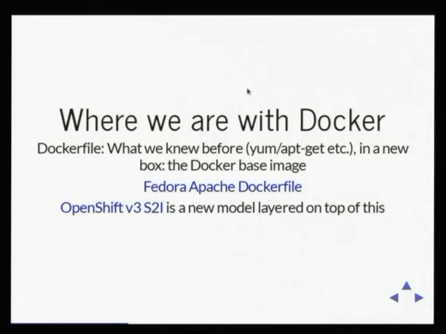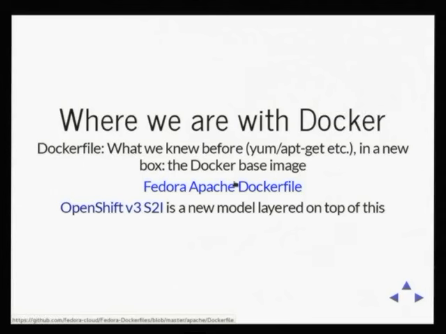And there's a great example. If you look at the Fedora Apache Dockerfile, it's basically just yum -y install httpd, and they change some config files. They basically just have a new shell script to start Apache. So it's all pretty simple.